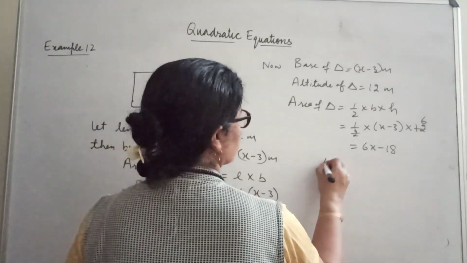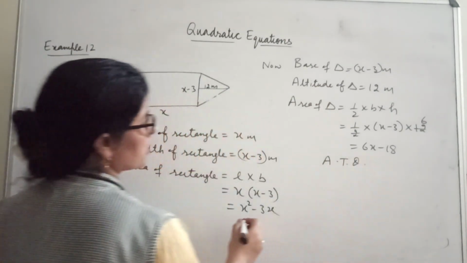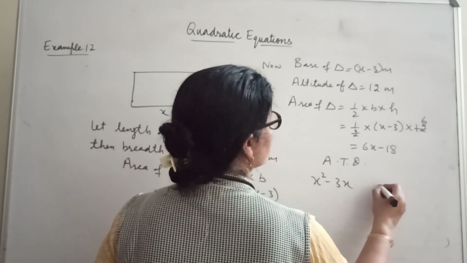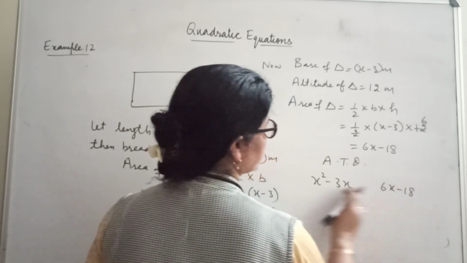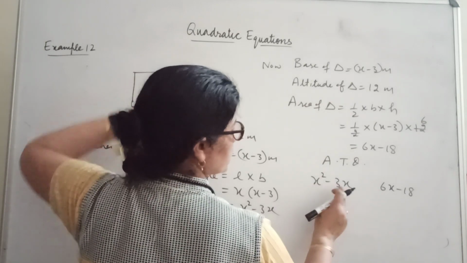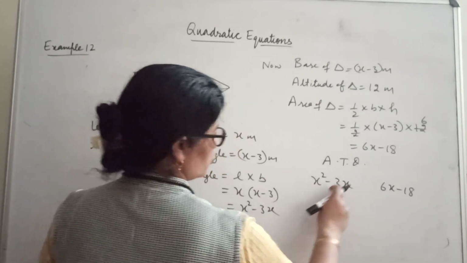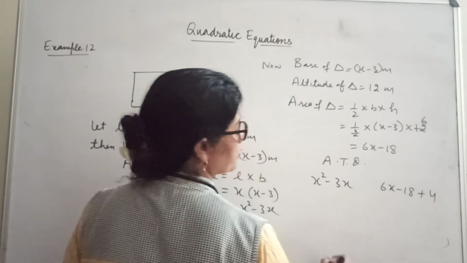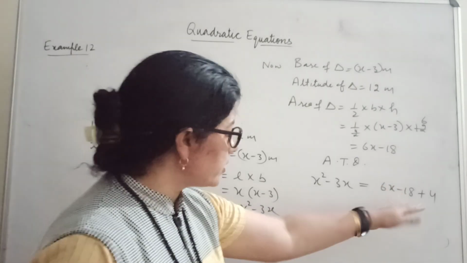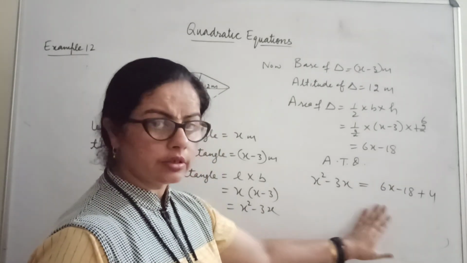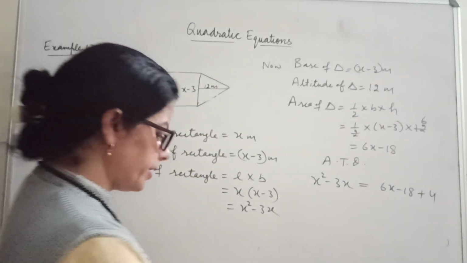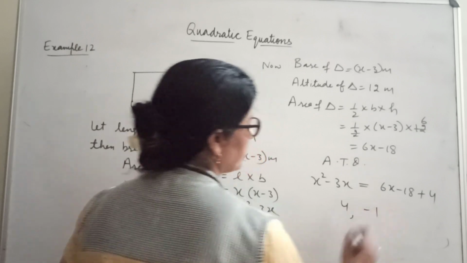Now according to the question, see, this is the area of the rectangle and this is the area of the triangle. Two areas are there. The area of the rectangle is 4 square meters more, so we will add 4 to this area. Now both areas will be equal. When you solve, bring all terms to this side and you will get a quadratic equation. Then you will find two roots here.